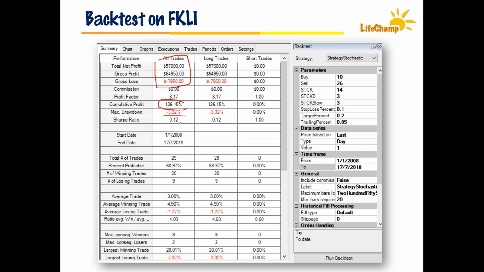Drawdown is actually 3%, which is not bad. That means if you make money, the maximum that you can lose is actually 3%, out of your maximum, probably 2-3 trades losing in a run. And then when you start testing it, actually you can optimize the parameters.